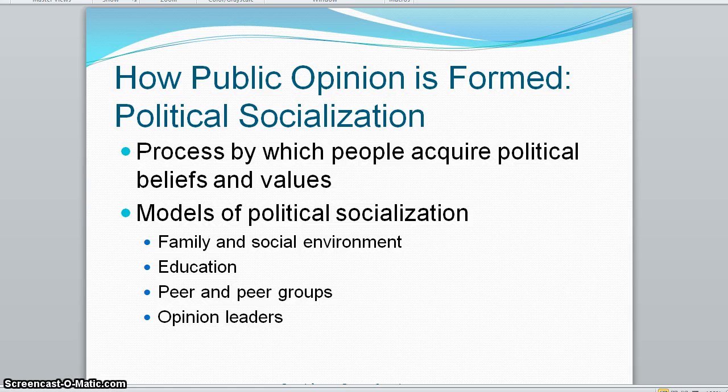Another model, opinion leaders. There are formal opinion leaders: public officials, lobbyists, journalists, religious leaders. They make a conscious effort to influence public opinion as part of their jobs. Informal leaders are more close associates that you hold in high regard, people like teachers, who influence political attitudes of those around them, though not always intentionally.